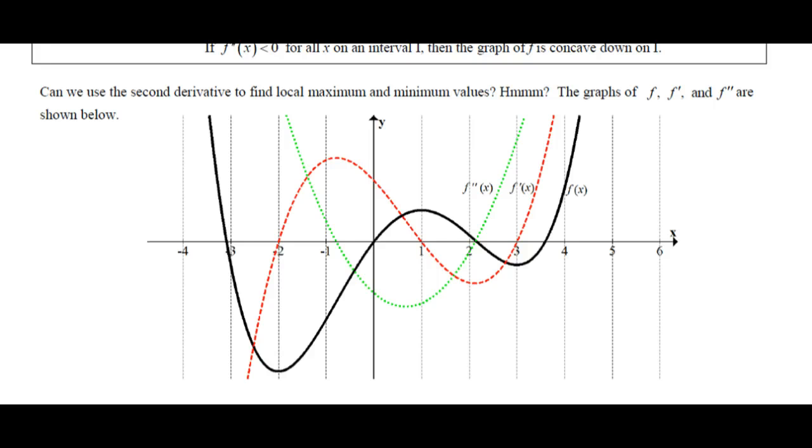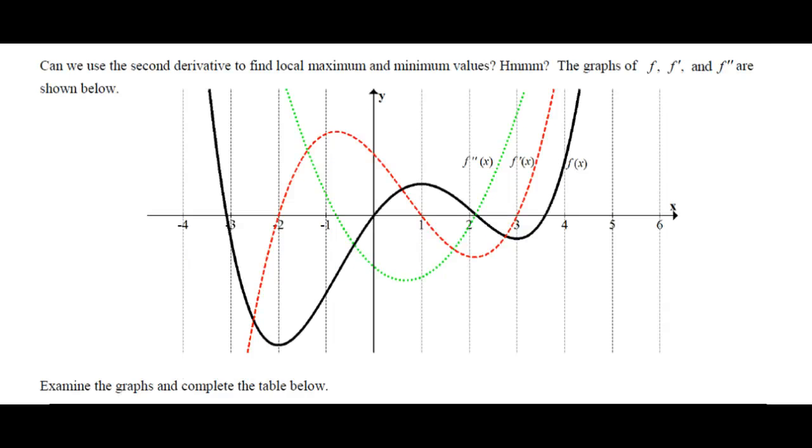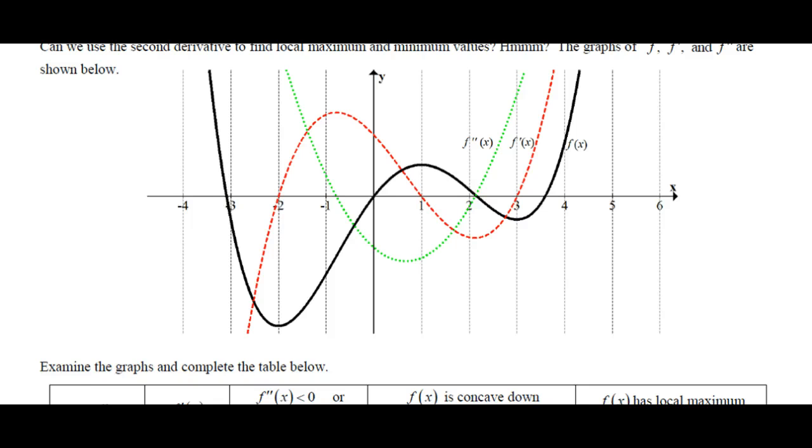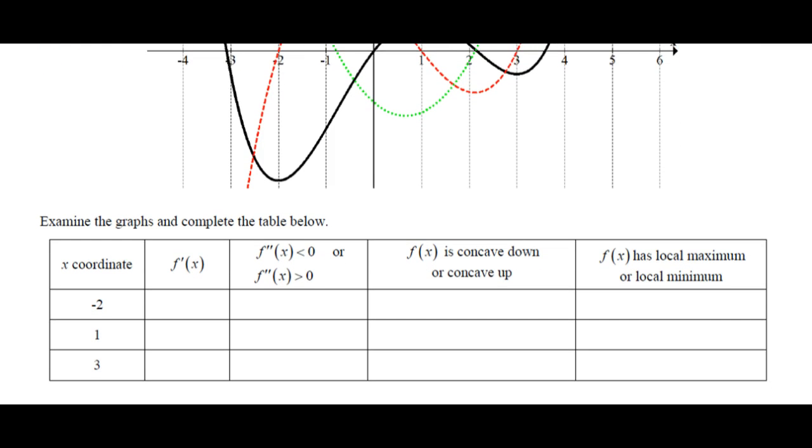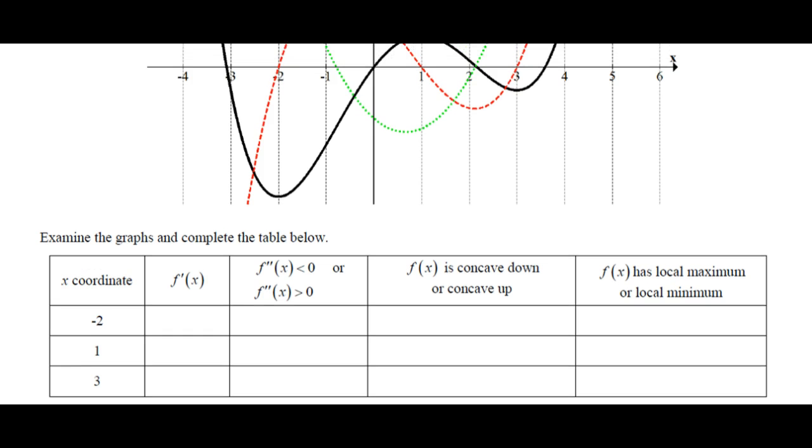Okay, so here they're in color, and there, they're like dashed lines and dotted lines and solid lines. But they're all nicely labeled. So examine the graphs and complete the table below. So we're looking at x-coordinates of -2, 1, and 3.